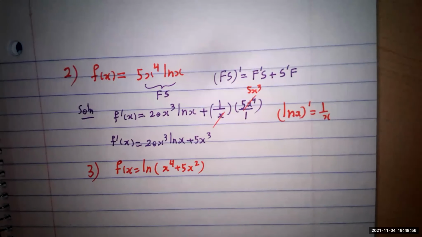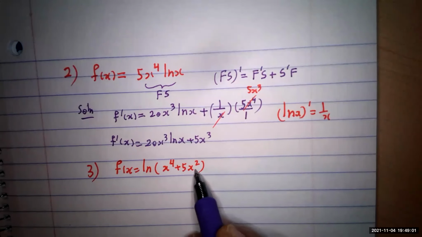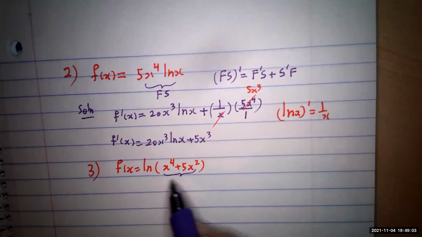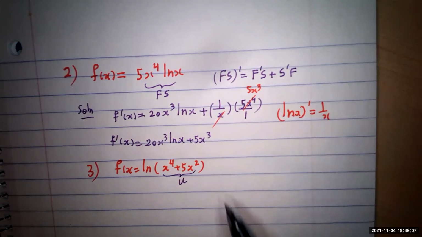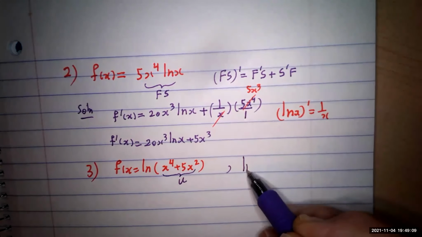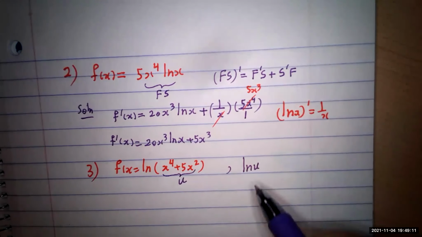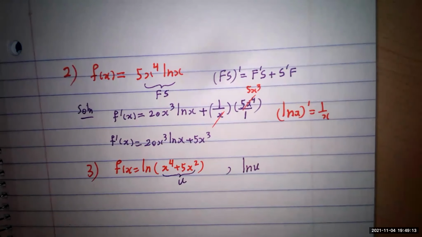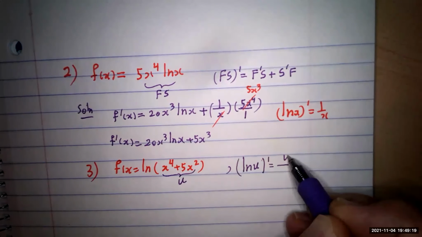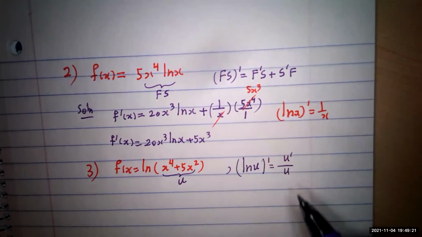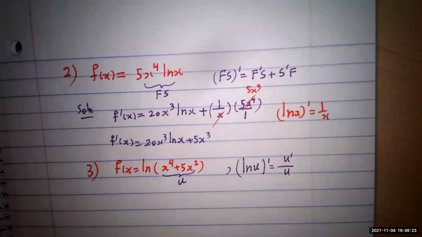So you may call the inside something like u. You see this one? You may think about it, that's going to be ln u. So you realize that you are going to differentiate ln u. So you have to use the chain rule version of the derivative of the ln function. The chain rule version, as we talk about it, is u prime over u. So we have to use this formula, because it's not x.